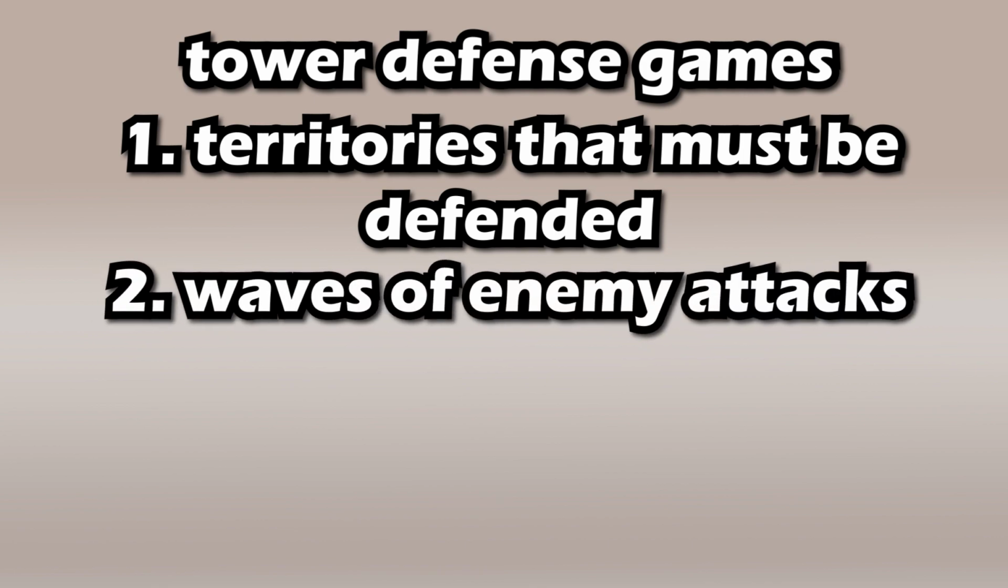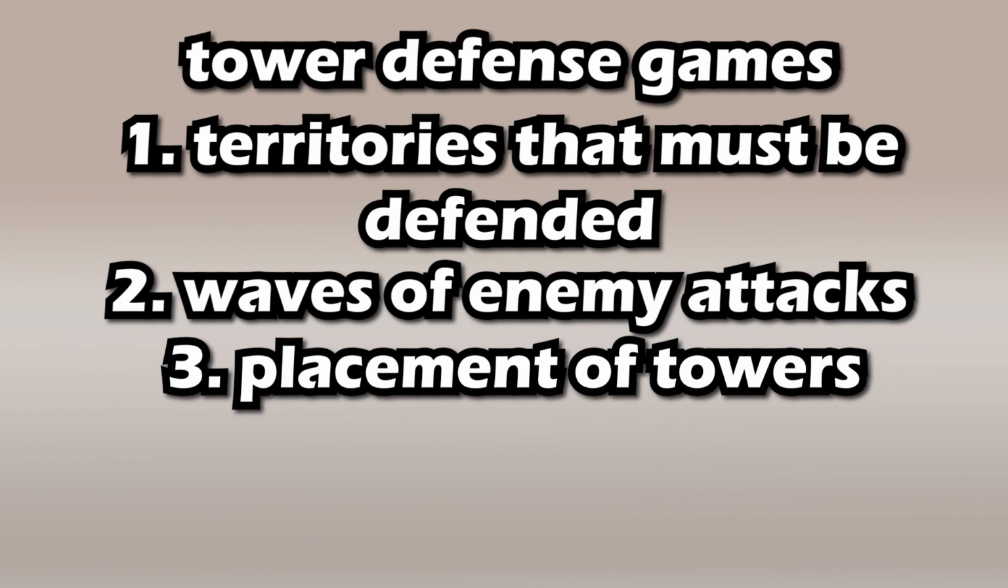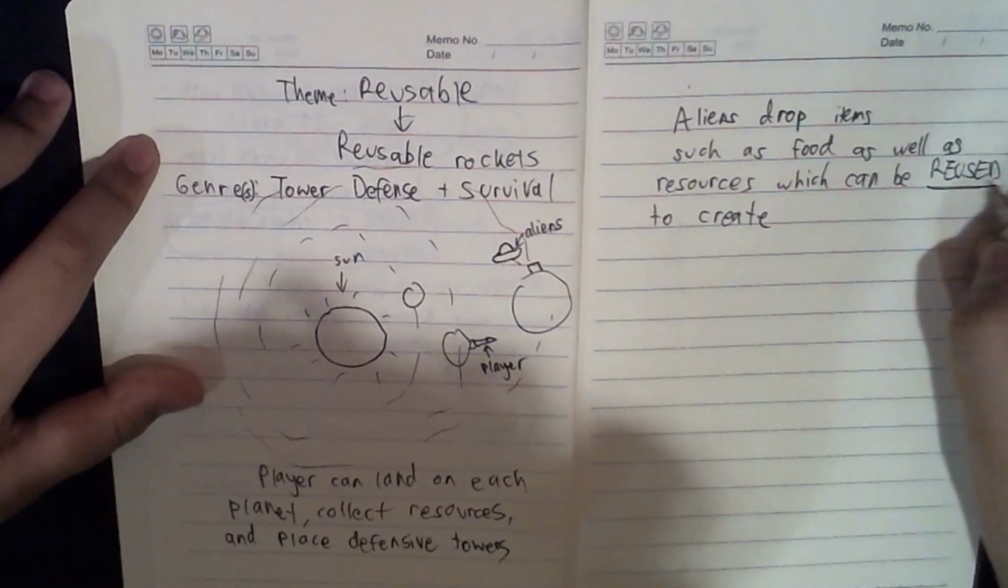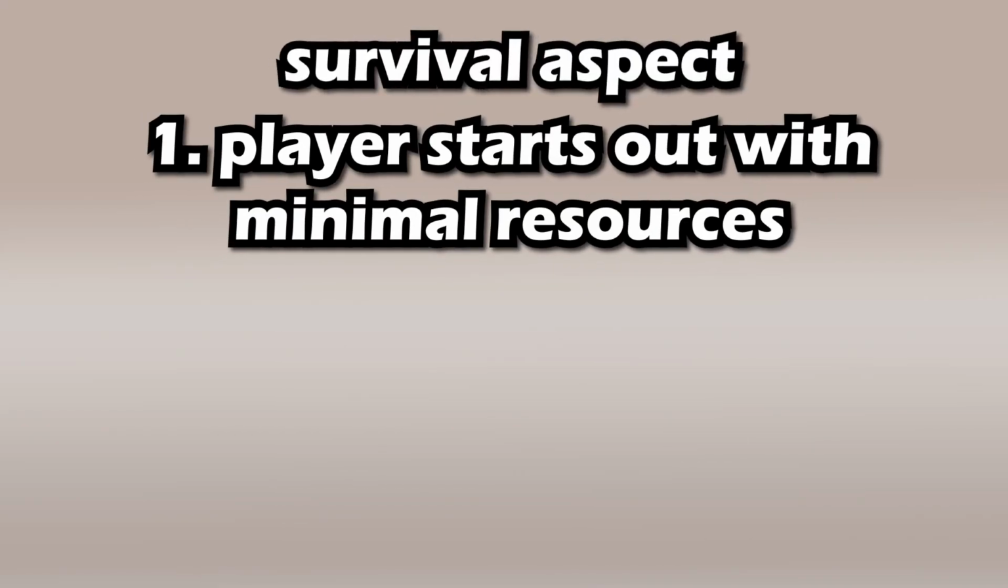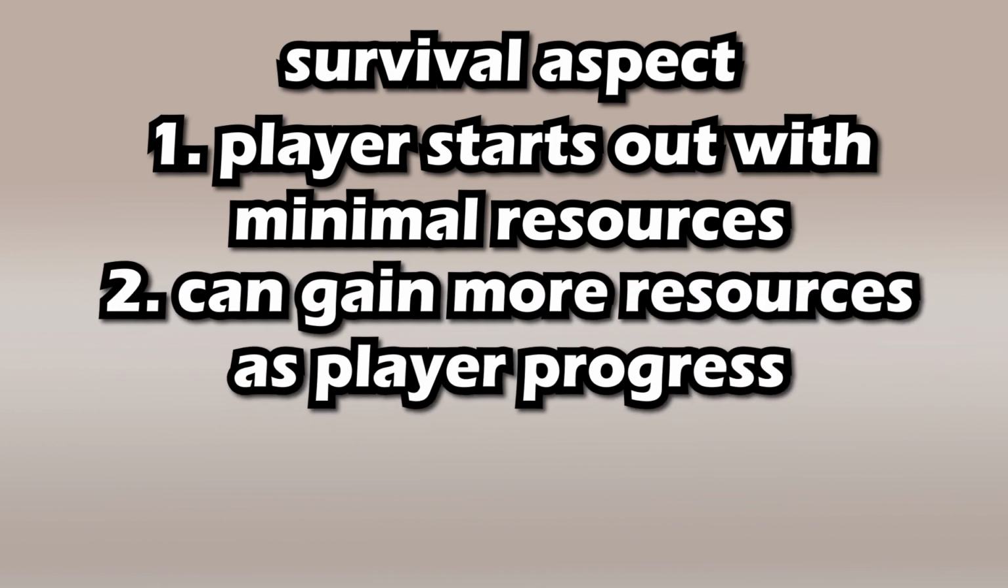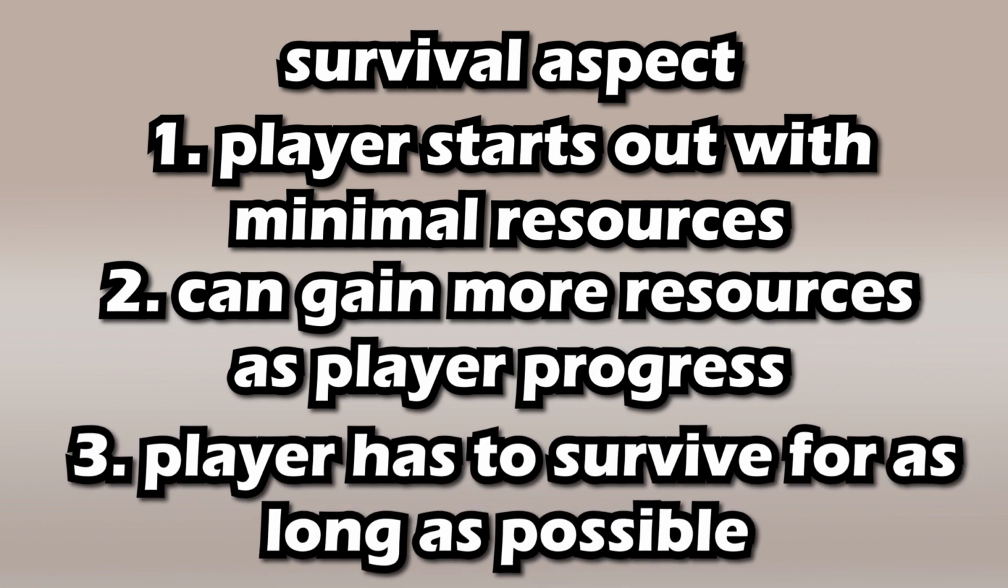Another element is waves of incoming enemy attacks. And the last element is the placement of towers, and for that one I just made it so that the player will jump around planets and place towers, which will shoot down the enemy that goes to the middle of the solar system. As for the survival aspect of the game, I made it so that the player will start out with minimal amount of resources, and the player will gain more resources when enemies are killed with the towers, and those resources are used to build more towers, and the player has to survive for as long as possible.